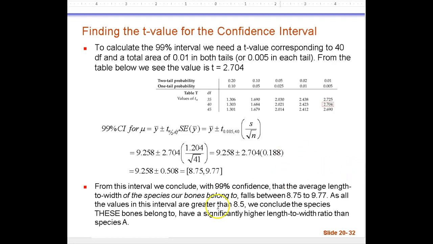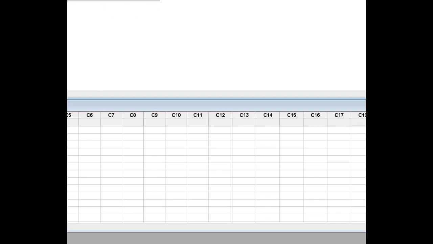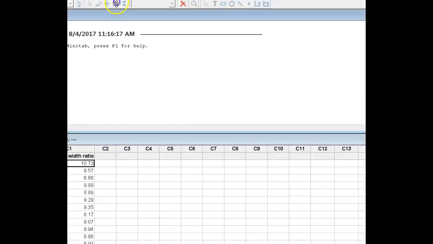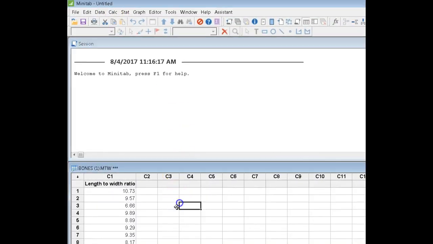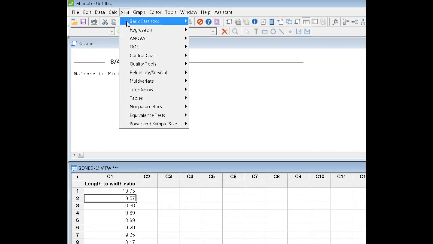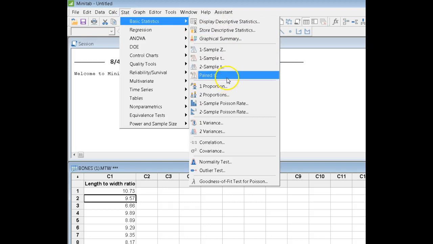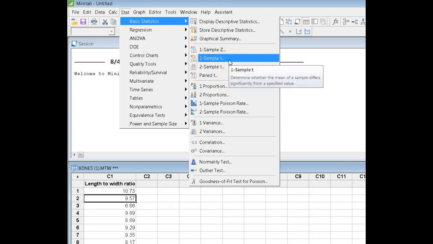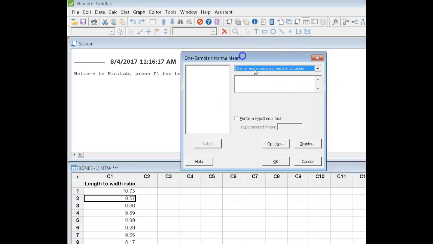Alright, so if we were to go to Minitab and see how we would do all this, I've got the file opened up here, a file called Bones. The data are all here in column C1. We go to the Stat tab. We are looking for one sample t, and if you mouse over it, it tells you it determines whether the mean of a sample differs from a specified value. We have our data in columns. I picked that one, so pick the data.